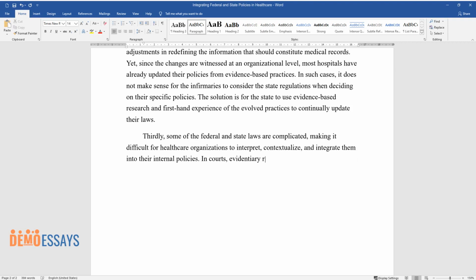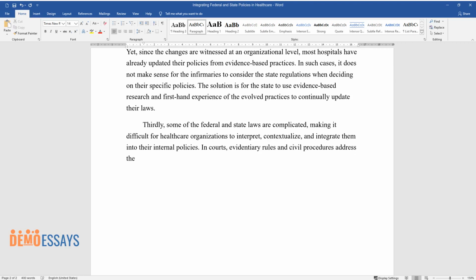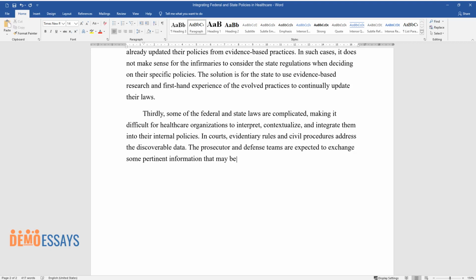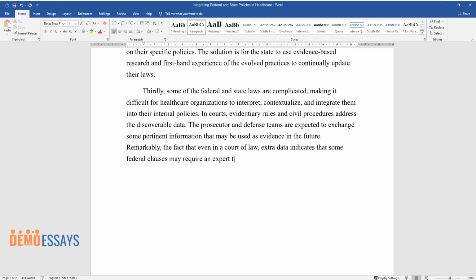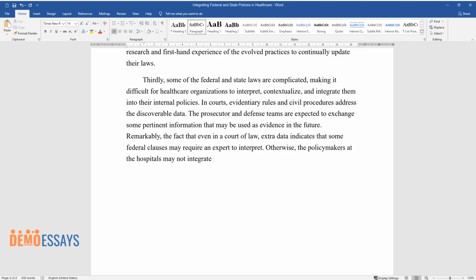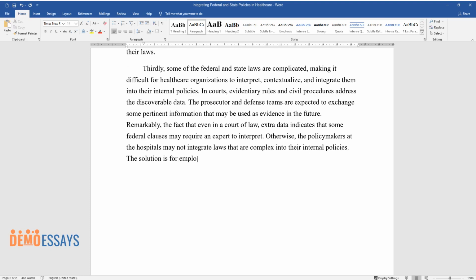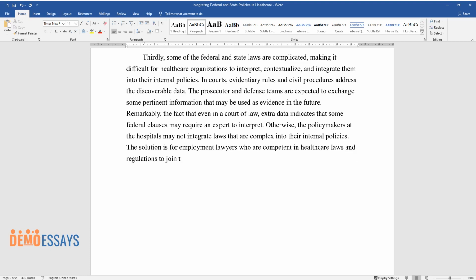In courts, evidentiary rules and civil procedures address the discoverable data. The prosecutor and defense teams are expected to exchange some pertinent information that may be used as evidence in the future. Remarkably, the fact that even in a court of law, extra data indicates that some federal clauses may require an expert to interpret. Otherwise, the policymakers at the hospitals may not integrate laws that are complex into their internal policies. The solution is for employment lawyers who are competent in healthcare laws and regulations to join the team of hospital administrators.